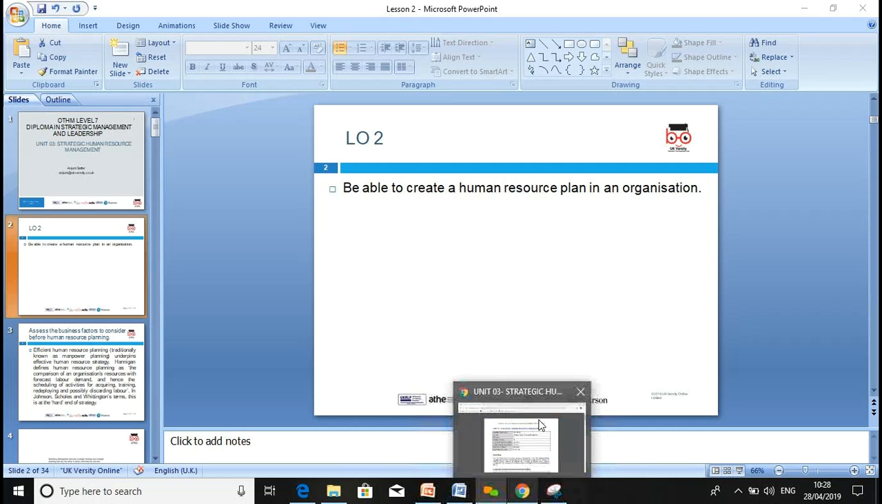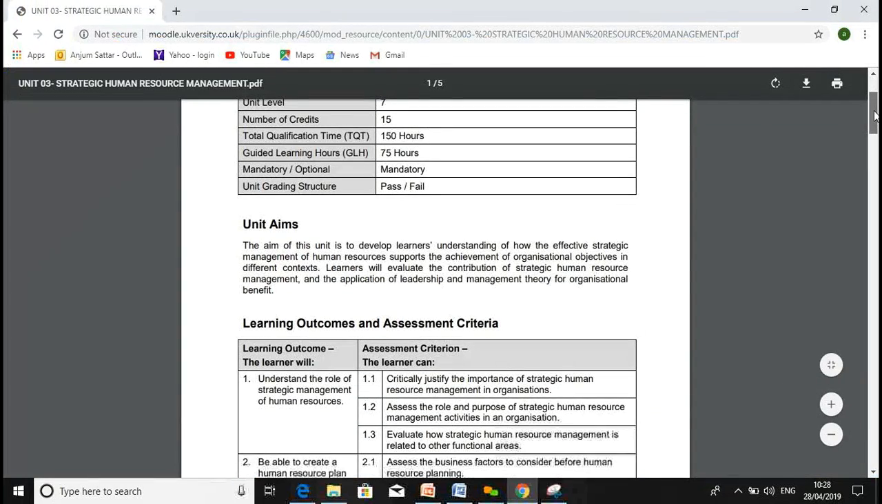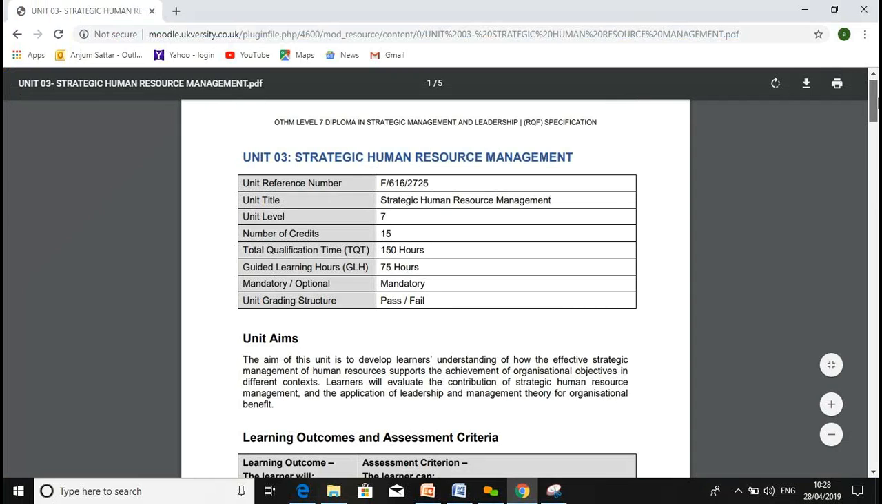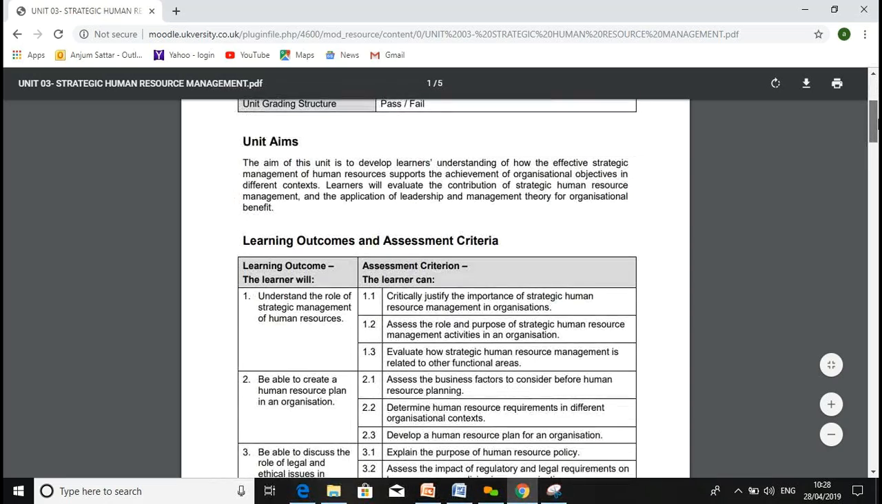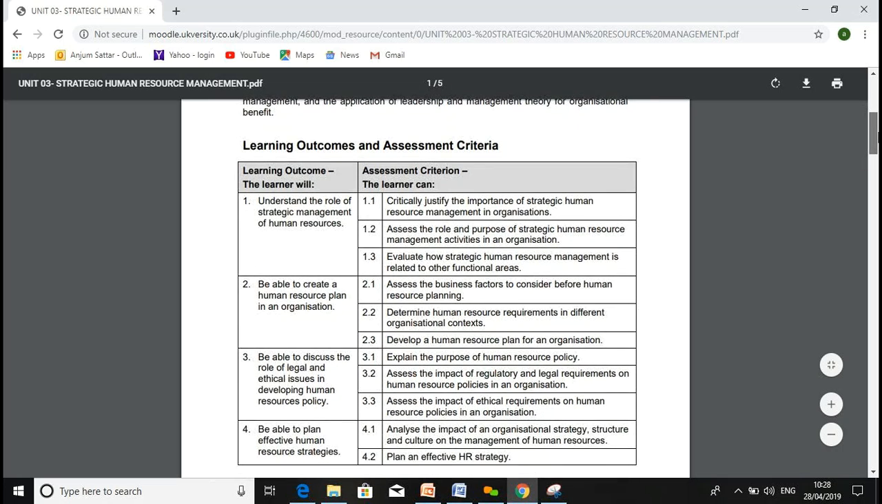Before starting our lesson, let's recap a bit what we have learned up to now. Unit 3 is a mandatory unit, a 15 credit unit, level 7. Learning outcome 1 is already available as a recording on Moodle: understand the role of strategic human resource management in our organization. Assessment criteria 1, 2, 3 we already discussed.